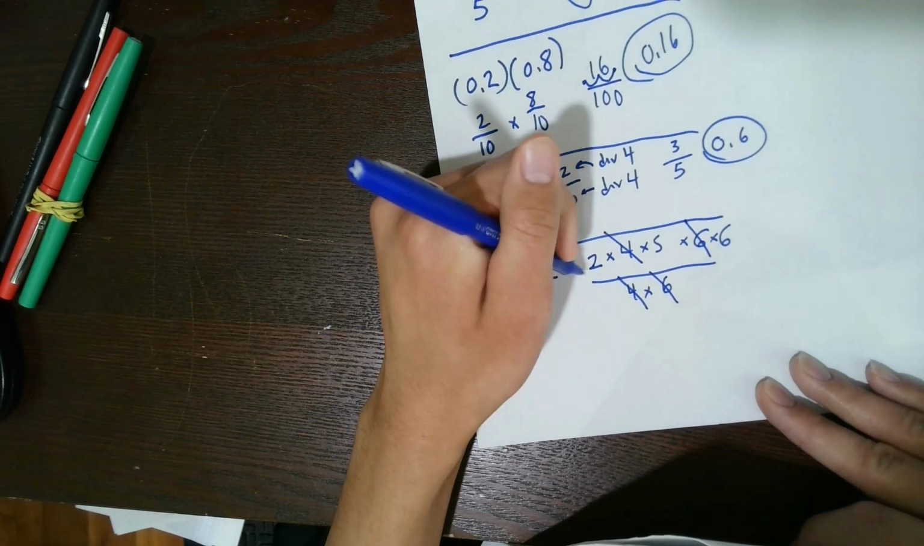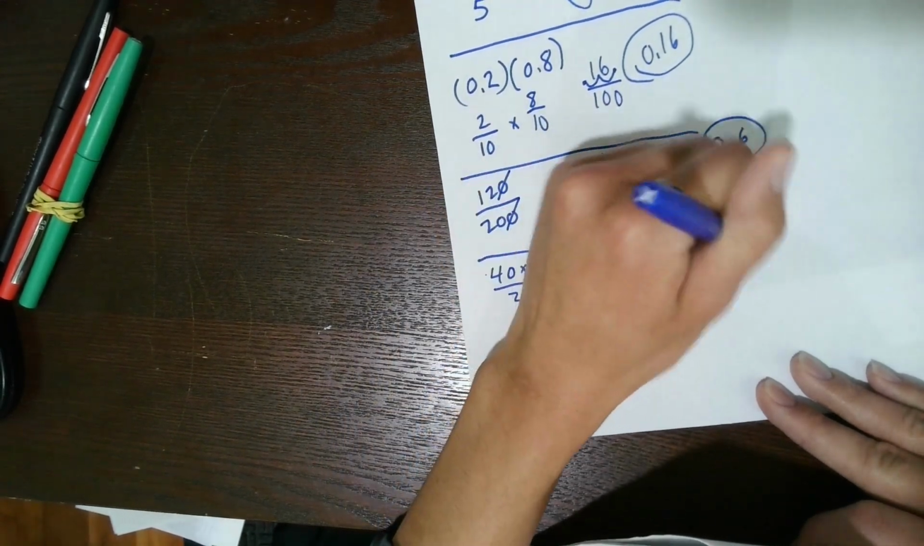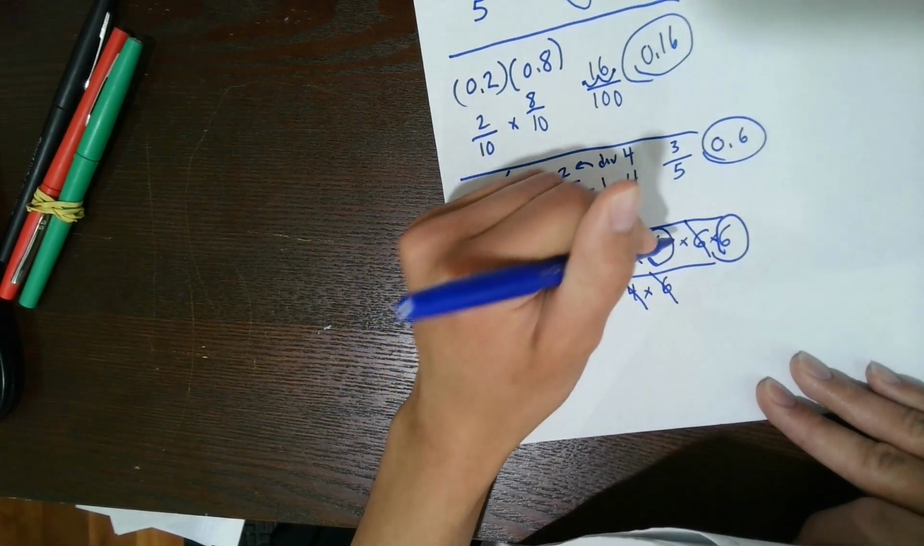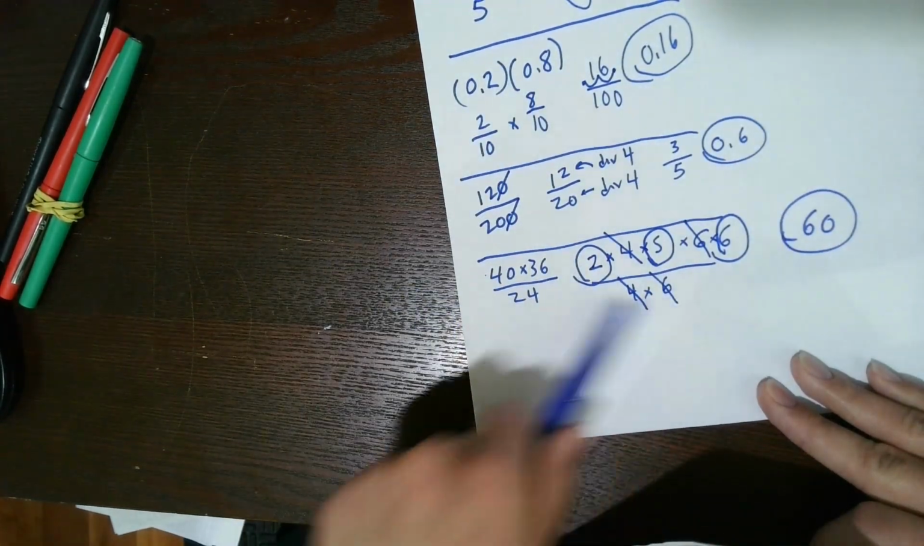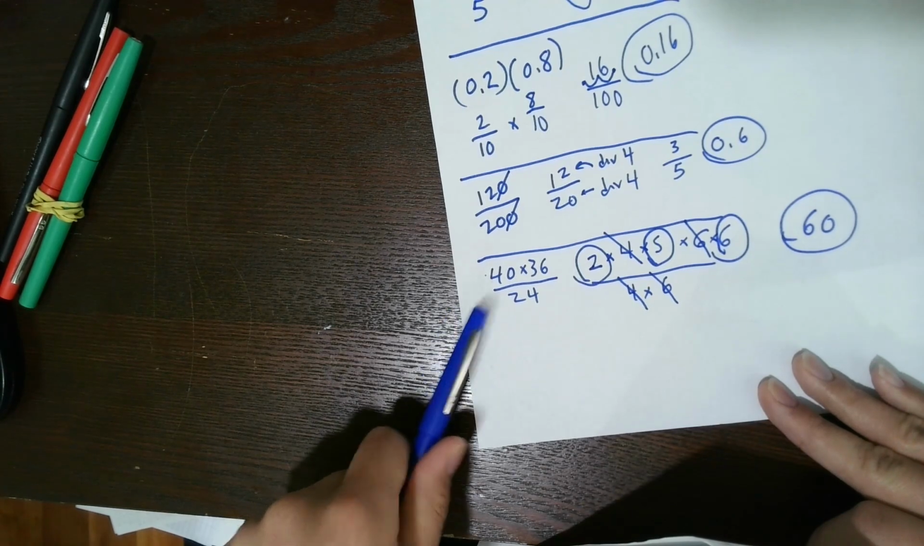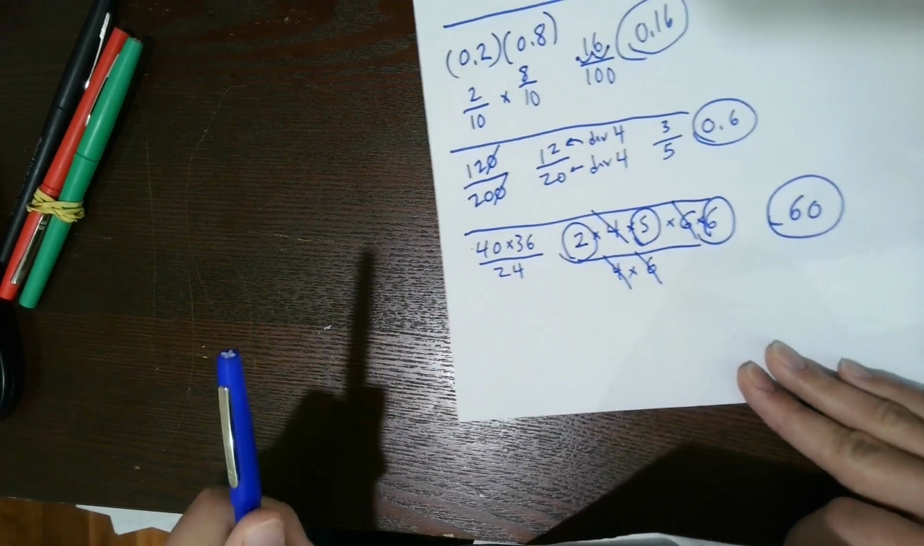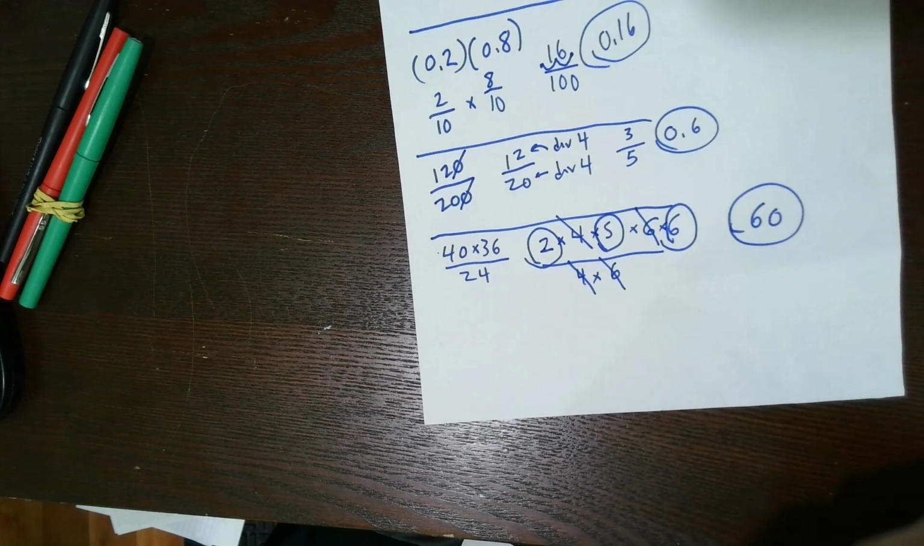So now all we're left with is 2 times 5 times 6. So 2 times 5 is 10, times 6 is 60. So that's how we can do that big, ugly problem very quickly. And doing it quickly saves time on the MCAT, so we don't have to waste time just doing simple arithmetic.